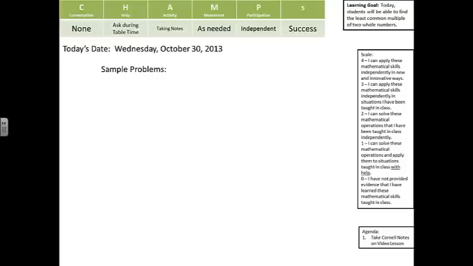So let's go ahead and do a sample problem of that and see what it looks like when we try to solve. Our sample problem is we're going to find the least common multiple of the two numbers 12 and 18.